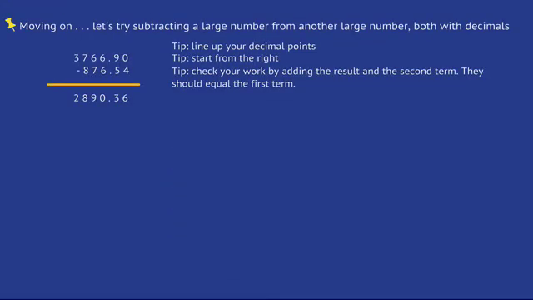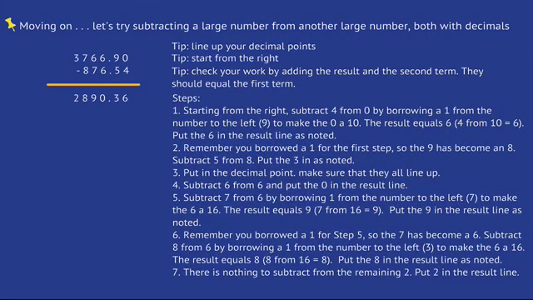Moving on to the next, I'm going to try subtracting a large number from another large number, both with decimals. So the tips are: line up your decimal points, start from the right, and check your work by adding the result to the second term. They should equal the first term. So here in the example, we've lined up our decimal points. Starting from the right, you do your subtractions just like you do for whole numbers. We have our steps here, which you can look through more carefully when you go through the slides.